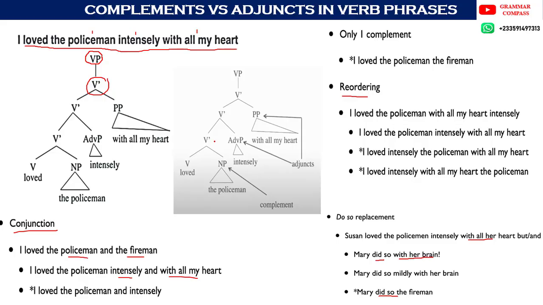Therefore, we can conclude from our phrase that with all my heart and intensely are adjuncts, and then the policeman becomes our complement. So in our phrase, the adjuncts should be daughters of bar levels and then sisters to bars. So here we have our first adjunct, which is a daughter of a bar and a sister to a bar. The second adjunct is also a daughter of a bar and a sister to a bar. But the last one is not an adjunct, so it should be a daughter of a bar and then a sister to a head. In our case, it would be the V.